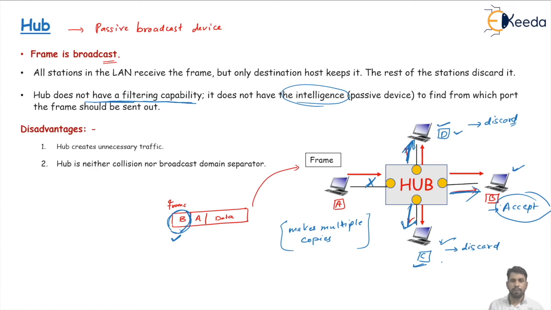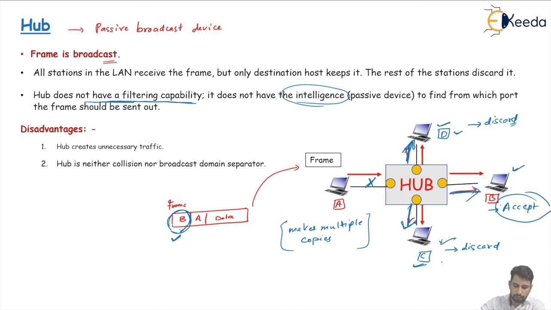This is mainly a physical layer device. It does not have any link layer address, and it does not check any type of address, physical or logical, of the frame received. It just regenerates the corrupt bits or copies and brings the signal back up to its original level if some bits are corrupted or energy is lost during transmission, and then sends that to all the output ports. So this is the main working of the hub.